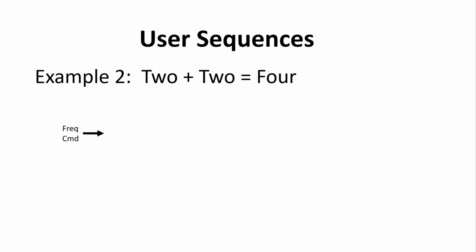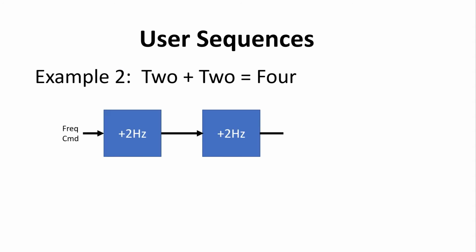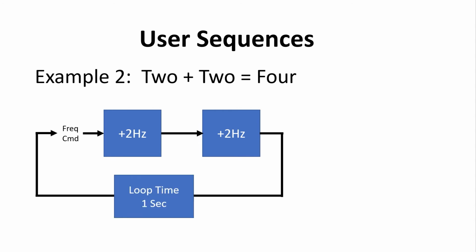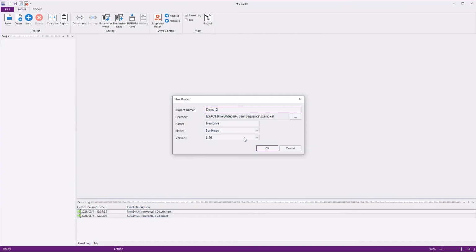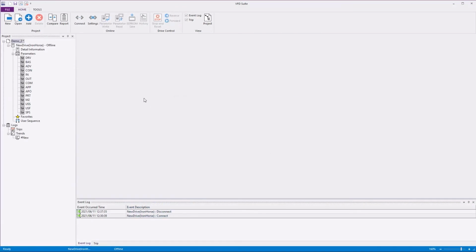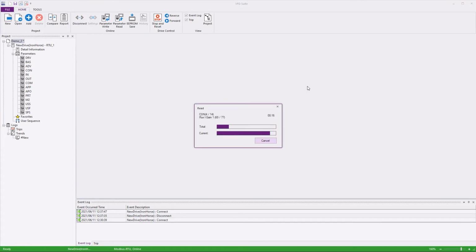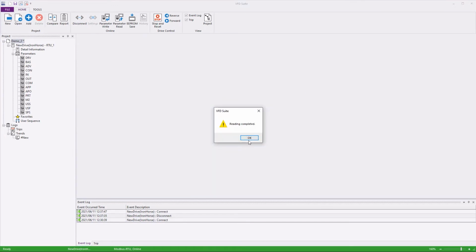Let's take the frequency command and add 2 Hz and then add another 2 Hz to it once a second, just so we can see how to connect blocks. Let's start a new project, give it a name, connect to the drive. Read in all the parameters. Again, I'll fast forward through that.